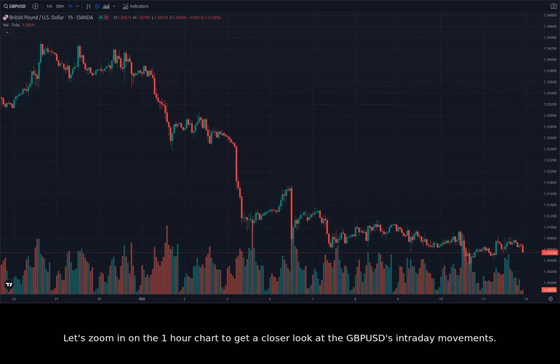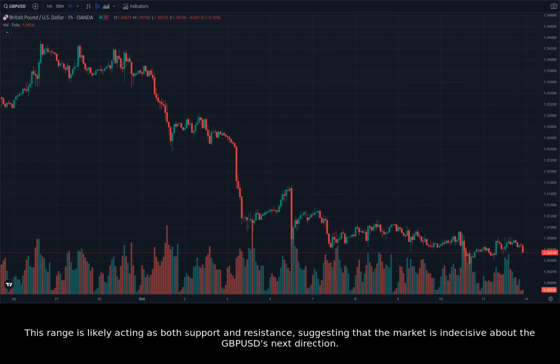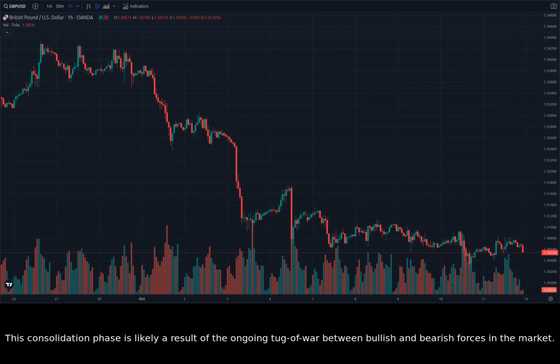Let's zoom in on the 1-hour chart to get a closer look at the GBPUSD's intraday movements. On the 1-hour chart, we can see a clear pattern of consolidation. The price has been oscillating between 1.3050 and 1.3150 for the past few days. This range is likely acting as both support and resistance, suggesting that the market is indecisive about the GBPUSD's next direction. This consolidation phase is likely a result of the ongoing tug-of-war between bullish and bearish forces in the market.